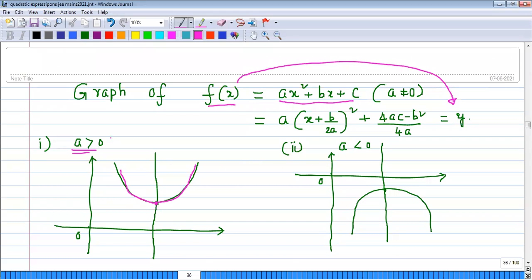Whenever a is greater than 0, say this is the first point, the graph will be like this. Second, a less than 0, the graph will be like this. For example, this is the x-axis, this will be y, and this will be y dash. Say x, this will be y. Suppose y dash, this is x dash. This is also x dash.